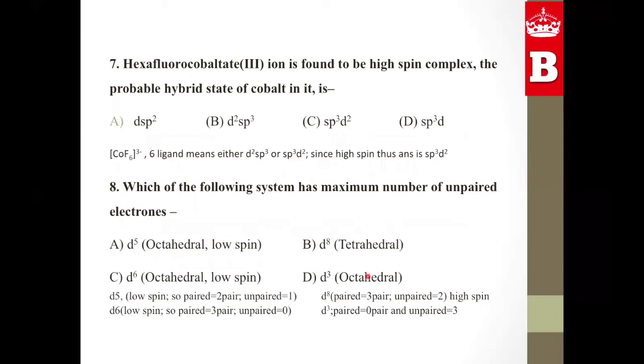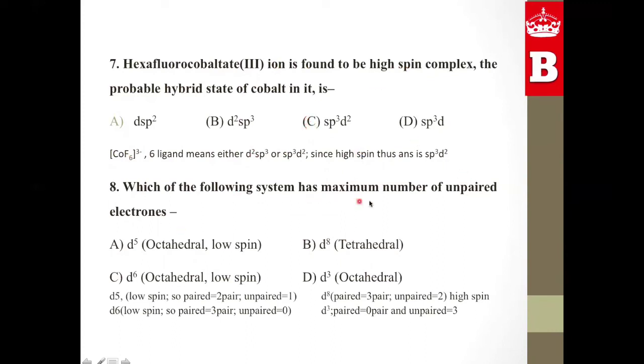Next question was asked about the probable hybrid state for the cobalt atom. Cobalt is in the hexafluorocobaltate(III) ion, which is found to be a high spin complex. So you are already given that it is a high spin complex. We already know that fluorine is a weak ligand, so definitely it is high spin. Six ligands means hybridization will be either d2sp3 or sp3d2. Since fluorine is there, it is high spin, so it must be sp3d2. So the option will be C.